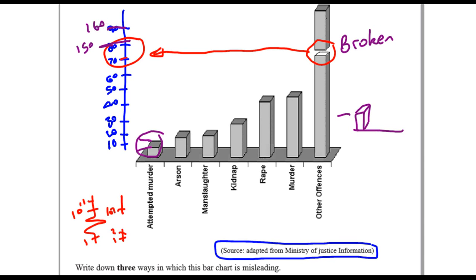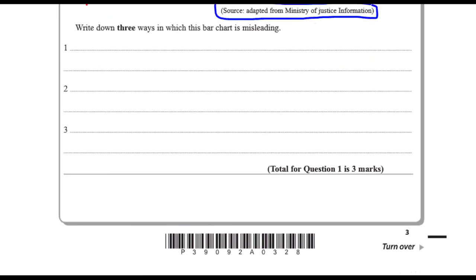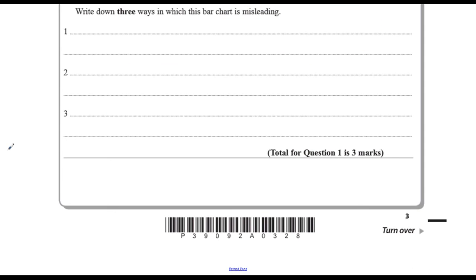So the 3 points that we've spoken about, let's just write down here now. Number 1 was that there was no scale. You don't have to write essays in these exams, okay? Just explain in as few words as you can. No scale, 3D, and the third point is that there's a broken bar. All of these things make it hard to understand.